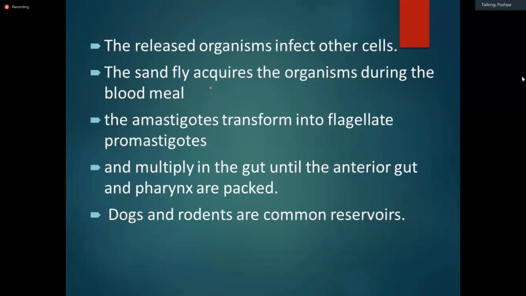The released organisms infect other cells. The sandfly acquires the organism during the blood meal. The amastigote transforms into a promastigote and multiplies in the gut until the anterior gut and pharynx are packed. Dogs and rodents are common reservoirs.